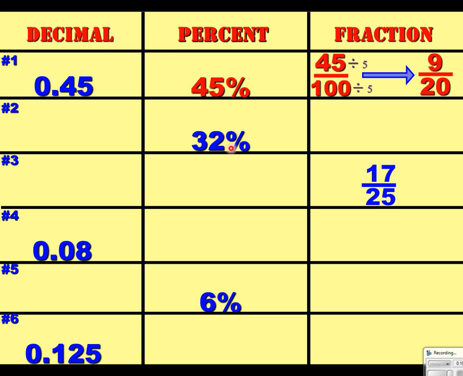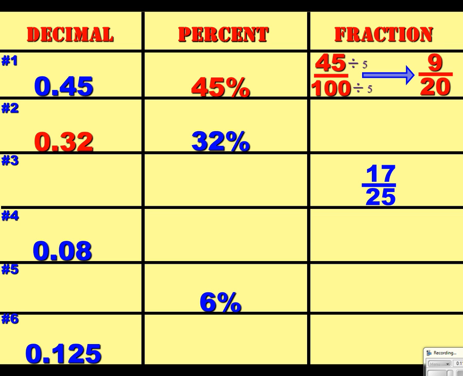So let's go ahead and change this to a decimal first, and then a fraction. Really, we can go either way. We can change it to a fraction if we want, and then change it to a decimal. There's nothing wrong with that. But let's move the decimal over how far? That's right, 2 places to the left. So 32% is 32 hundredths.